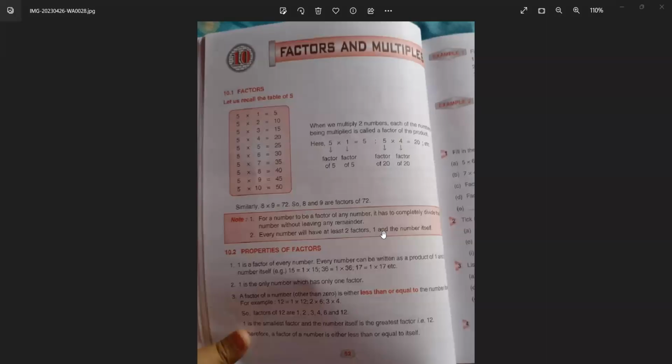Okay, so now let's do some worksheets on factors. Let's solve these two examples, then we will go to the worksheet. In example 1, we have 1 and 30 as factors of 30, 15 as a factor of 30, 10 as a factor of 30, and 5 and 6 as factors of 30. In example 2, we have: is 9 a factor of 110? No, because 9 cannot exactly divide 110. 110 will have a remainder.